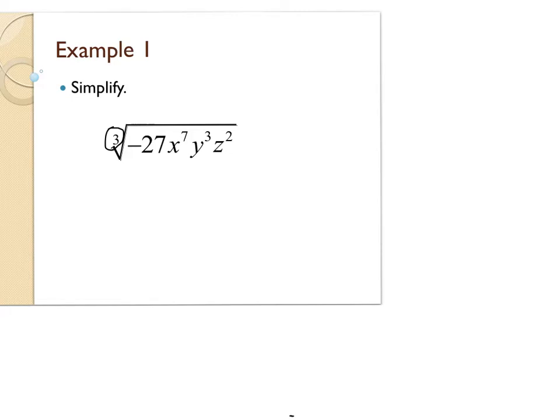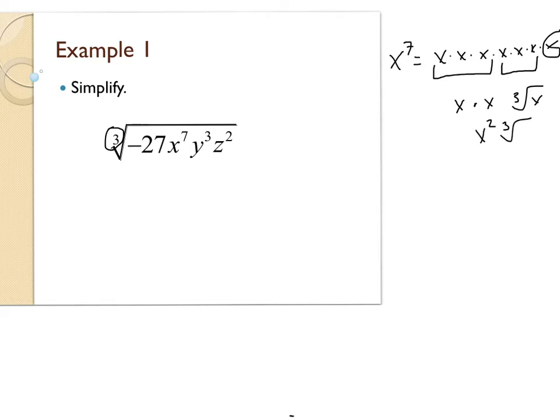So I'm actually going to do a little bit of side work. x to the 7th is going to be x times x, and we're going to do this 7 times. So we've got 7 up here, which means I'm going to look for groups of 3. Then I would take out an x, take out an x, and I'd have 1 left over, because it's not a group of 3, it's only a group of 1. So that'd be x squared times the cube root of x. Okay, so that's how that would simplify.